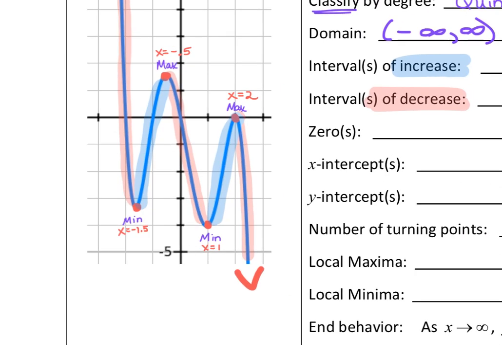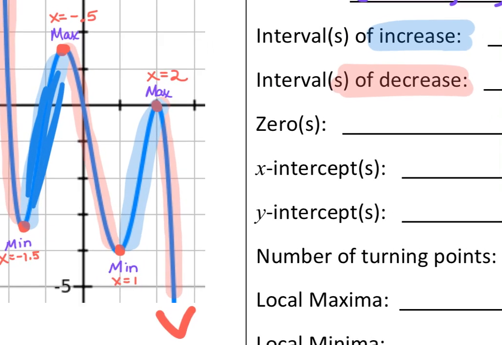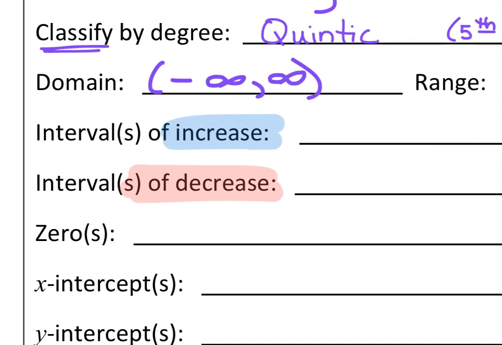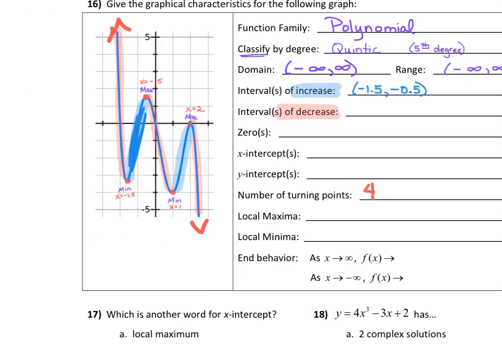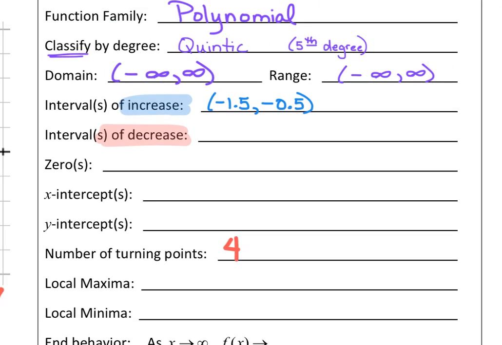And so my first interval of increase is this guy right there. That goes from negative 1.5 to negative 0.5. And then my next interval of increase is this one right here, and that goes from positive 1 to positive 2.